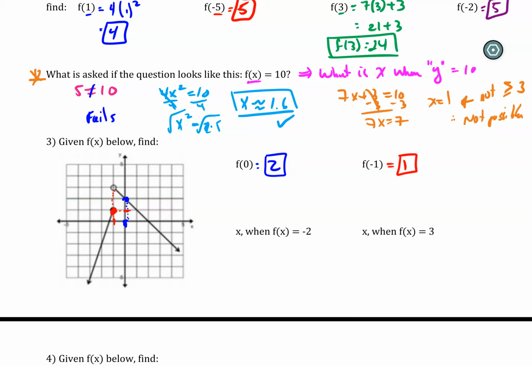All right, well, what if they say the reverse? So again, what is x when y equals negative 2? So now go to negative 2 on here. All right, look left and right. Well, this one happened to land right on it, right? So when is it negative 2? When x equals 0, which is actually just the reverse of what we just did up there.